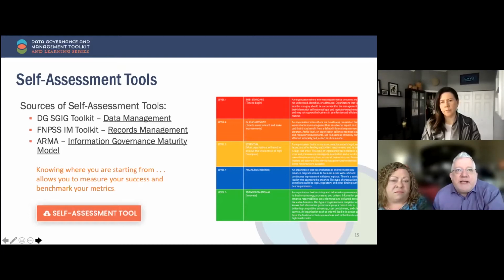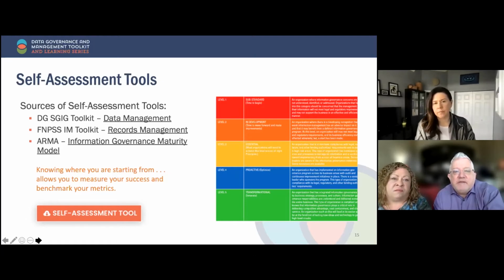As well, ARMA has the IG maturity model, which is a standard records self-assessment tool. And there are 5 levels of maturity. The screen on the right-hand side is too small to read, I think, but I'll just give you a brief overview of the different levels, beginning with level 1. Level 1 means you're just starting out, that you don't have all the elements of your program in place yet. Level 2 means that your records management program is developing, but legal compliance may not be proven.